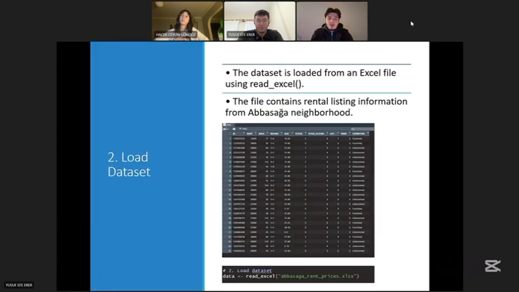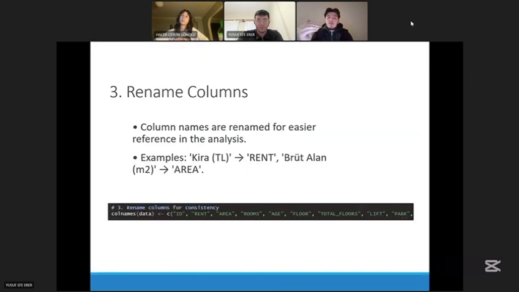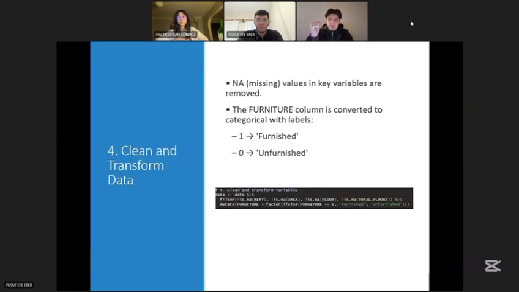To make the analysis smoother, we renamed Turkish column names. For example, Kira became rent and Brüt alan became area. We cleaned the dataset by removing any missing values in critical columns like rent or area. Even though there were no major NA values, we made sure the data was ready. We also converted the furniture column into a labeled category, furnished or unfurnished.